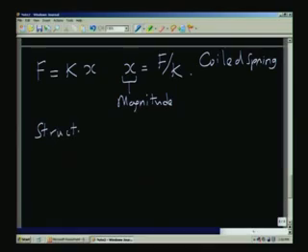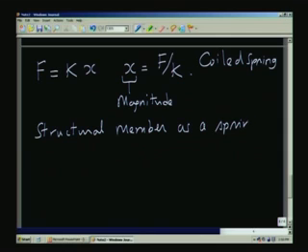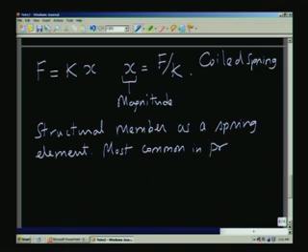The next way, the second way of doing the same thing, is to use the structural member as a spring element. This is by far the most common. So, we will say this is the most common in practice. So, what do we mean by a structural member? It could be of different types.